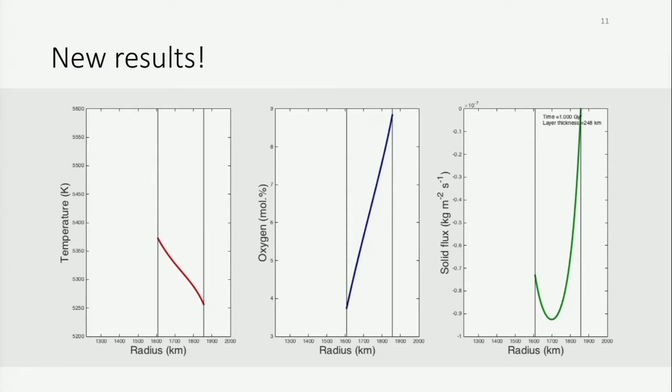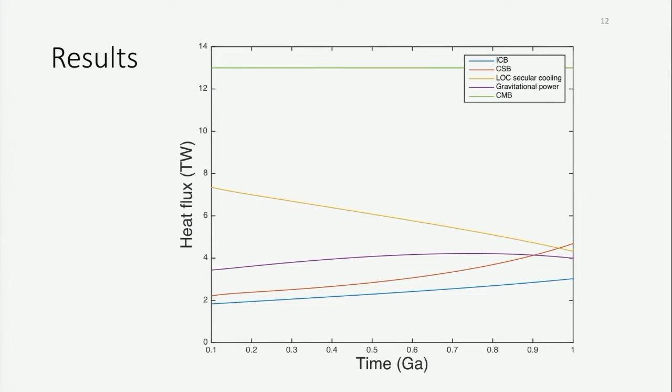And then here is a breakdown of the heat flow, the global heat balance within the core. So I've fixed it at 13 terawatts, the amount of heat that's being extracted by the mantle. And then if you just look at the secular cooling, which is denoted by the yellow line, you can see that it's extracting a lot of heat from the slurry initially, which makes the slurry snow harder, and you get a lot of layer growth.